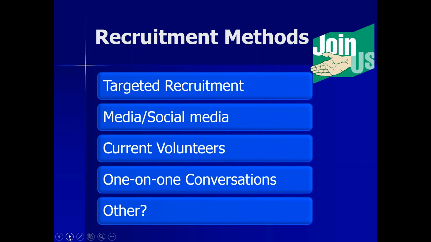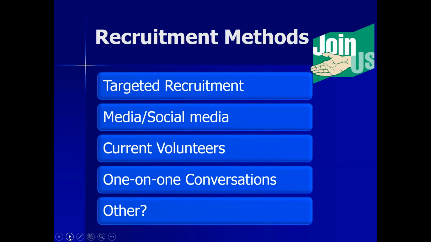You also need to make the media, and especially in today's world, social media your friend. That's where people are every day. They're looking at social media, they're online. So if we're looking for volunteers, what better way to get the information in front of a lot of different people?